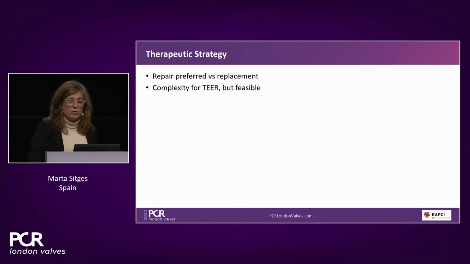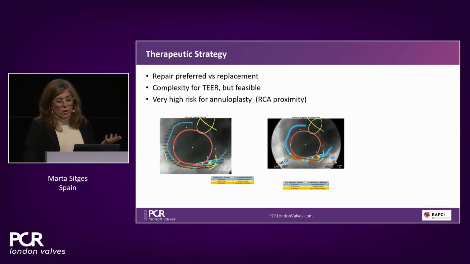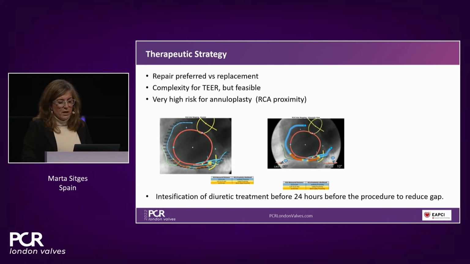It was complex for TEER because of the size of the gap and also because the mild restriction of the septal leaflet. We screened for annuloplasty, but there was a high risk because of proximity of the RCA. So what we decided was to intensify previously to therapy our diuretic therapy to decrease a little bit the gap and to facilitate a TEER edge-to-edge repair in this lady.